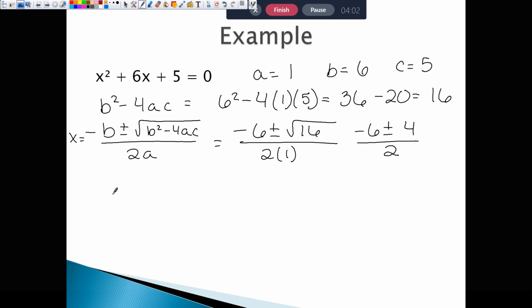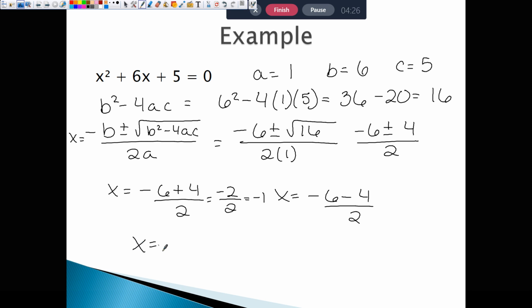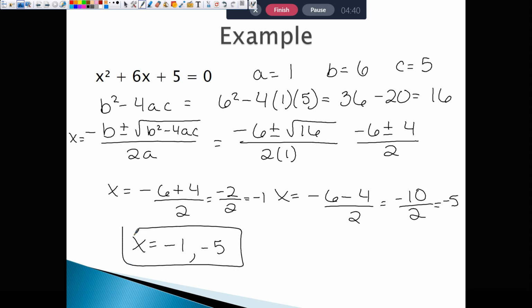Okay, so now we have to do that. So x equals negative 6 plus 4 over 2, and x equals negative 6 minus 4 over 2. So what is negative 6 plus 4? Negative 2. What is negative 2 over 2? Negative 1. Okay, and then negative 6 minus 4? Negative 10 divided by 2? Negative 5. So my x is negative 1, negative 5. That is my answer. My solutions, my roots, my x-intercepts.